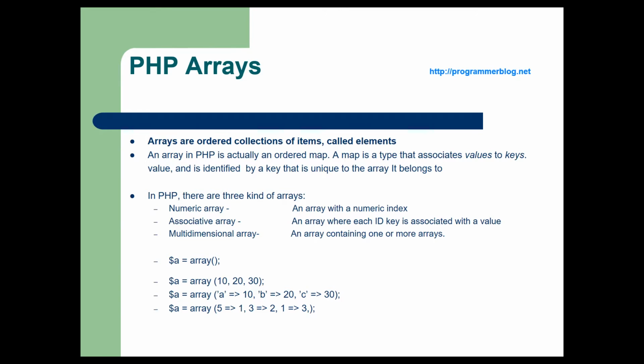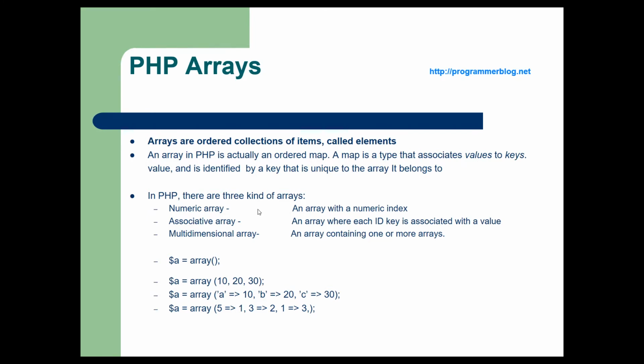Arrays are an ordered collection of items called elements. In a previous video, we learned about variables. A variable can store a single value, but an array can store multiple values at a time. An array is an ordered map that associates values to keys.